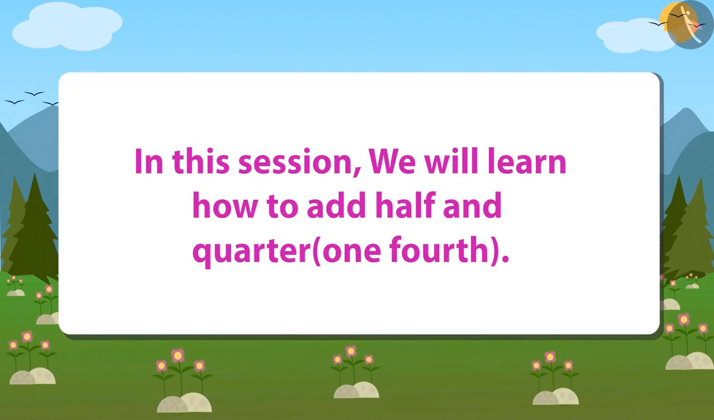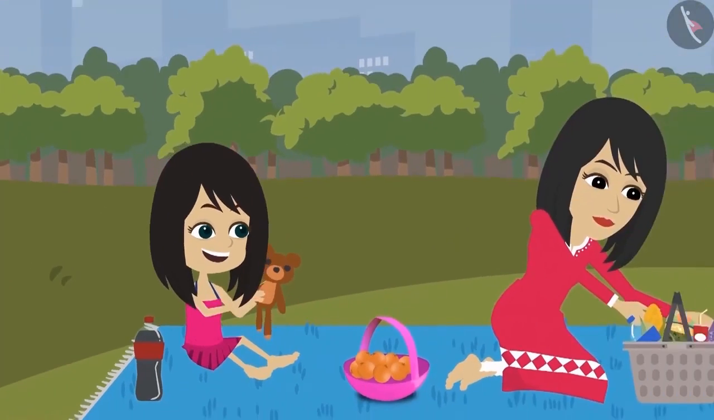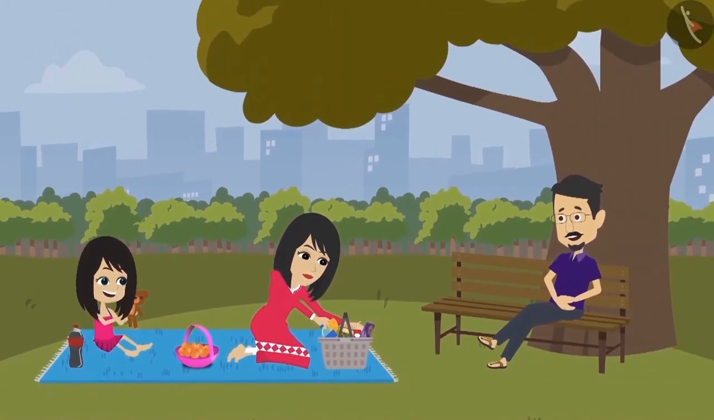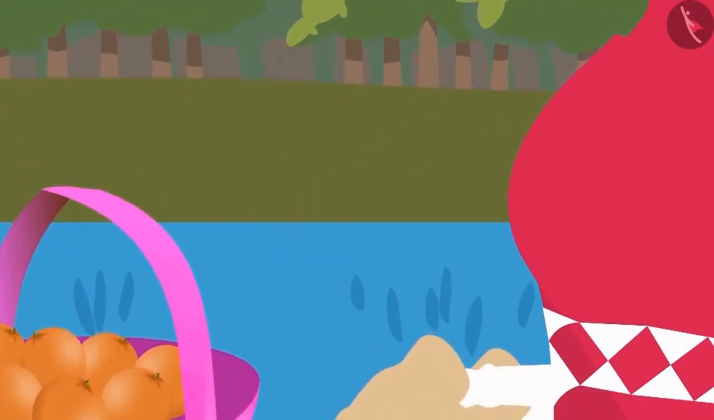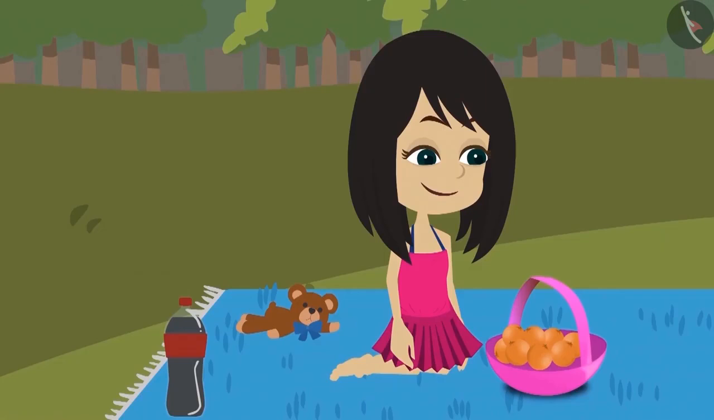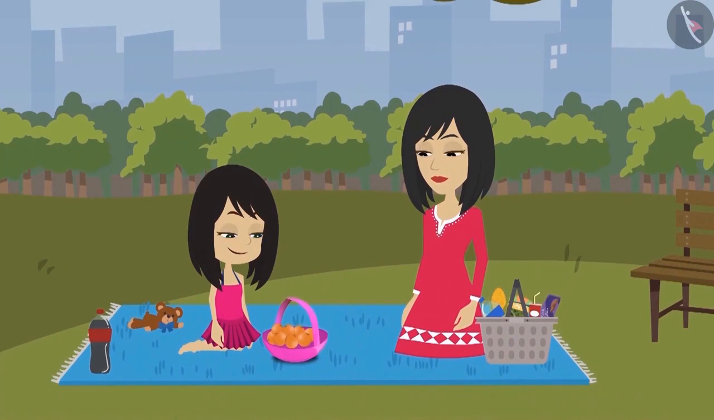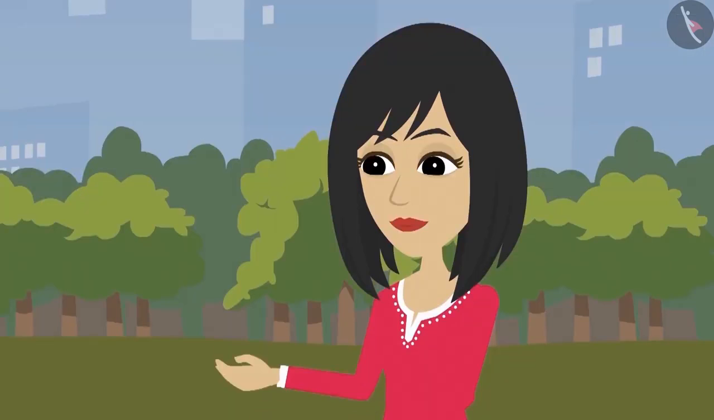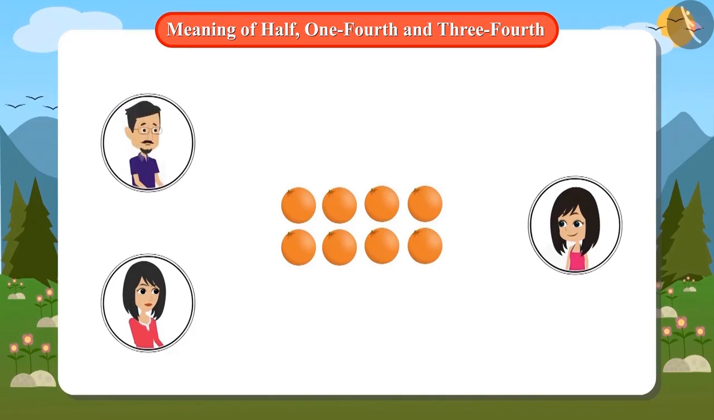Meaning of half, 1/4 and 3/4, part 2. In this video, we will learn how half and quarter is added. Neha is very happy today because she has left for a picnic with her mother and father. Neha's mother has brought oranges along with food. Neha thinks how she will be able to eat so many oranges. She asks her mother, "What are so many oranges for?" Mummy tells her that all these oranges are for 3 people. For Neha, for Mummy, and for Papa.